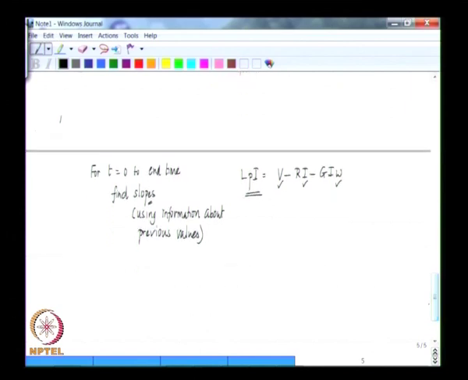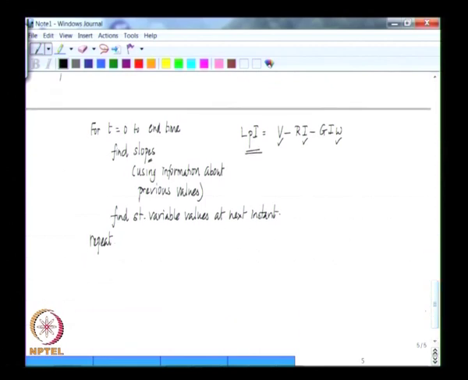Once that is done, then find state variable values at the next instant, and then repeat this entire loop. So, that is the way one would go about doing this. So, you can write a code.